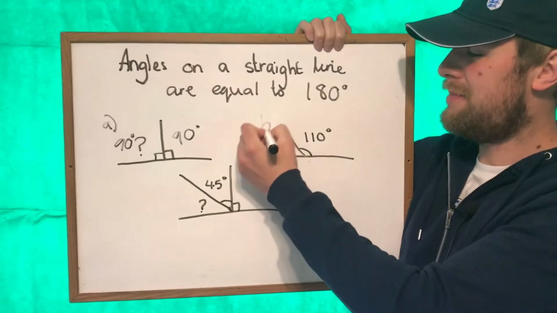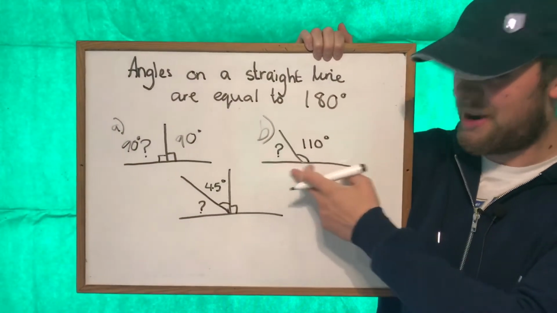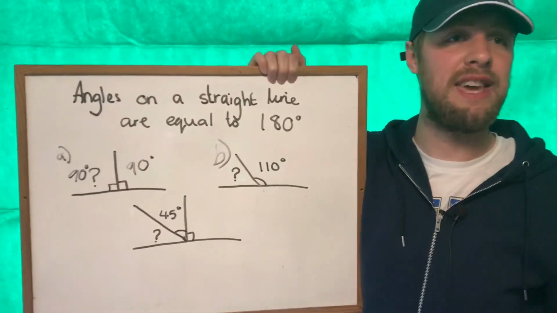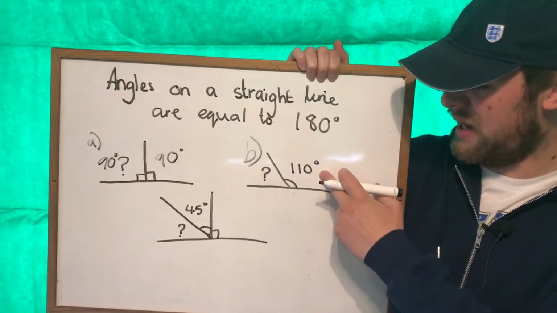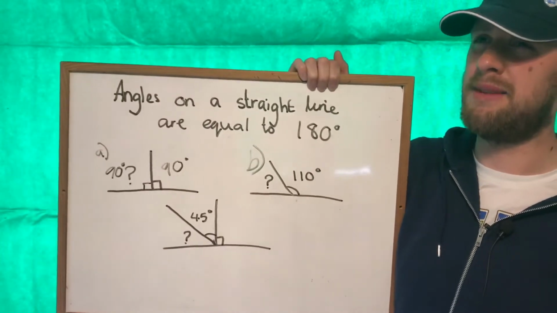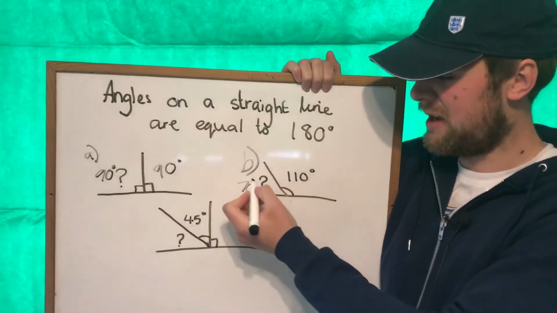Let's take a look at B. It's on a straight line again, so the angles add up to 180 degrees. They are equal to 180 degrees. So this one is 110 degrees. 110 plus what makes 180? Yeah, that's right, it's 70 degrees.